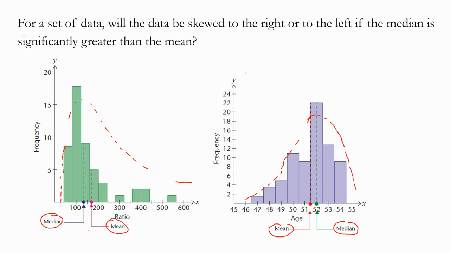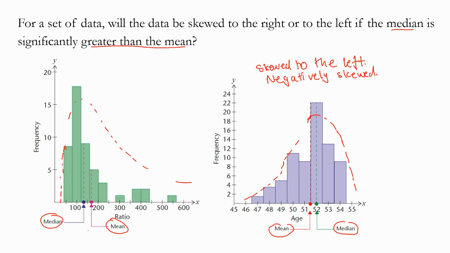Here we say that the median is greater than the mean, so the data is skewed to the left, or negatively skewed. Negatively skewed. Okay, that's the answer there.